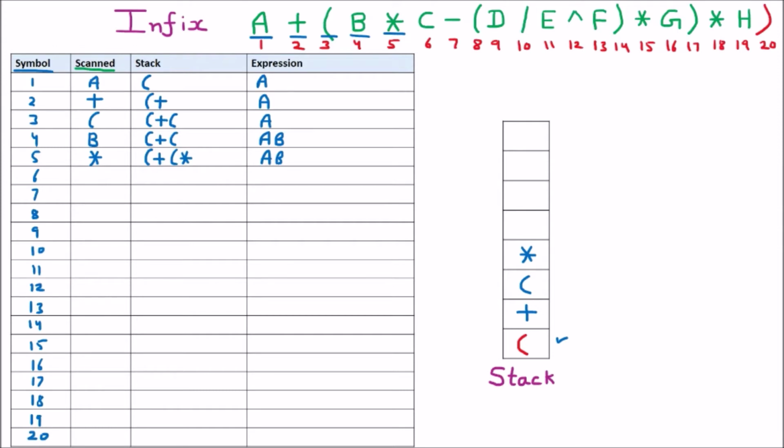Afterward the sixth symbol, which is C. So C is here. Now C is an operand, so we will write it directly: ABC, and the stack entries will be the same, bracket plus bracket star. Then the next symbol, which is 7, that is minus.